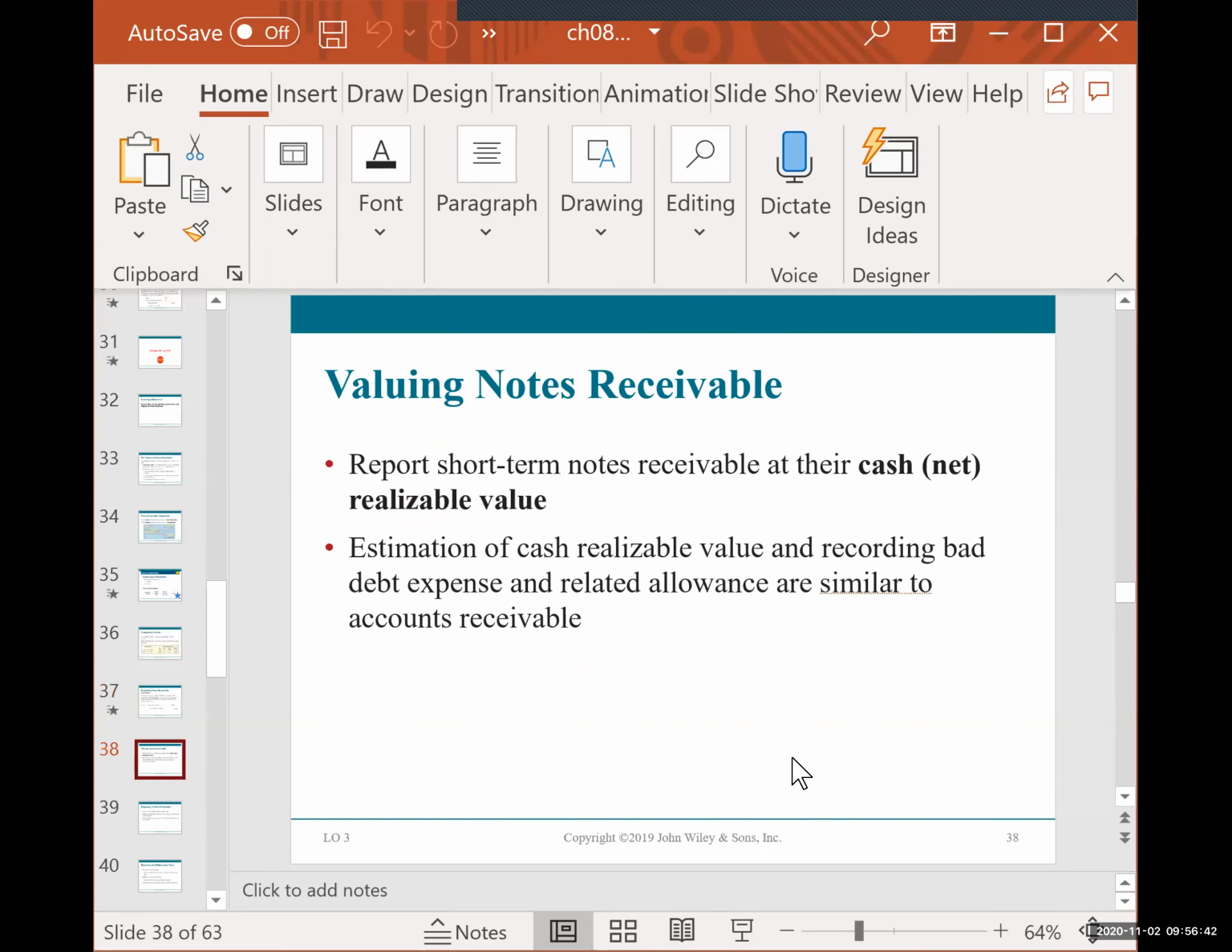On the next slide here, short-term notes receivable at their cash net realizable value. You don't need to worry about this. You're not going to be doing anything with valuing notes receivable, so you can skip that whole section there. So don't worry about that. Nothing for you to do there.